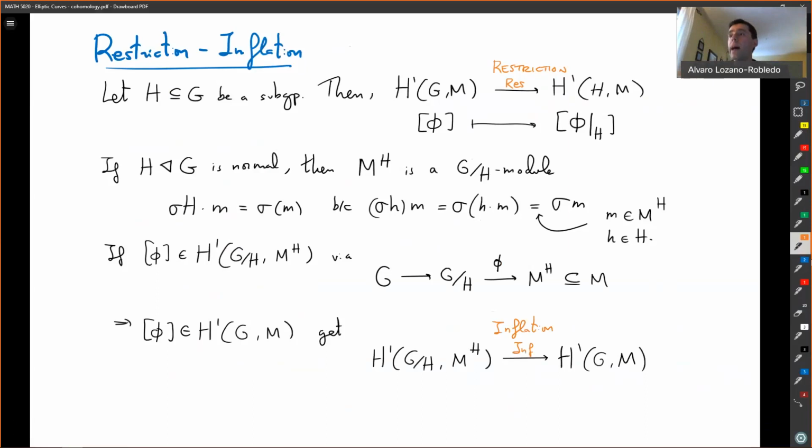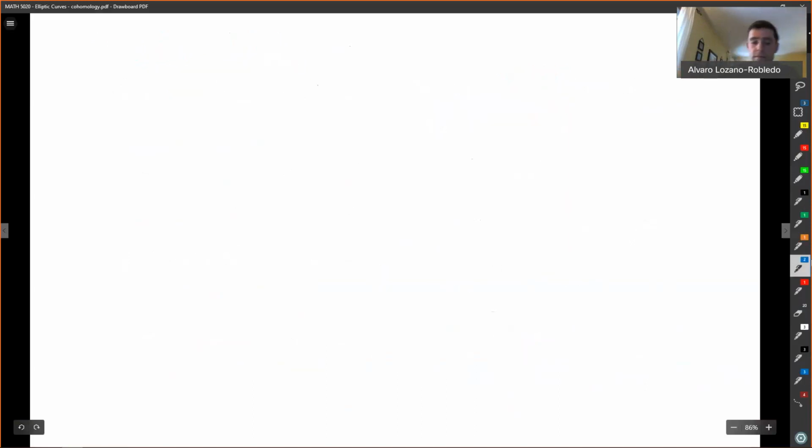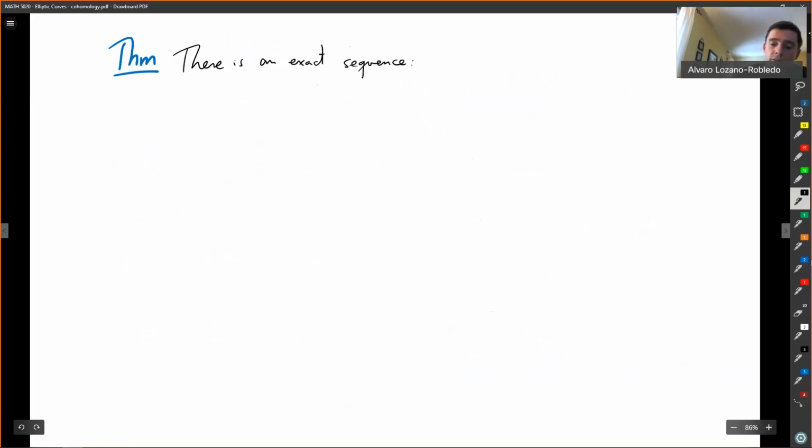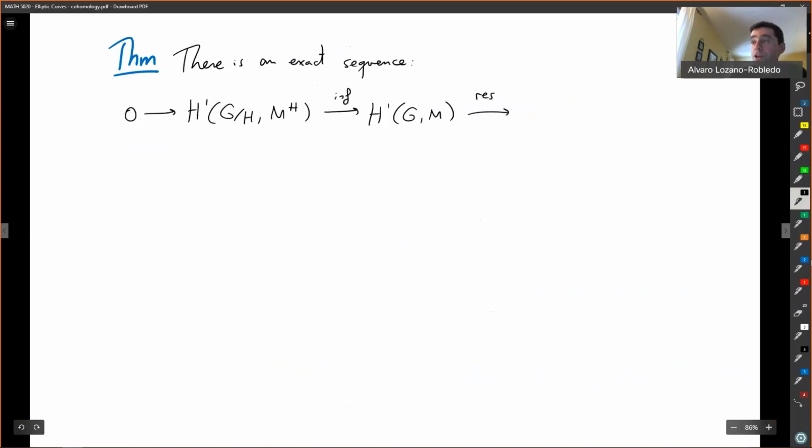And it turns out that there is always an exact sequence relating these maps. H1 of G mod H acting on the H-invariants of M goes through inflation into H1 of G acting on M, and then I can do restriction into H1 of H acting on M, and this is an exact sequence. The way we're going to use this is in the case of Galois cohomology.